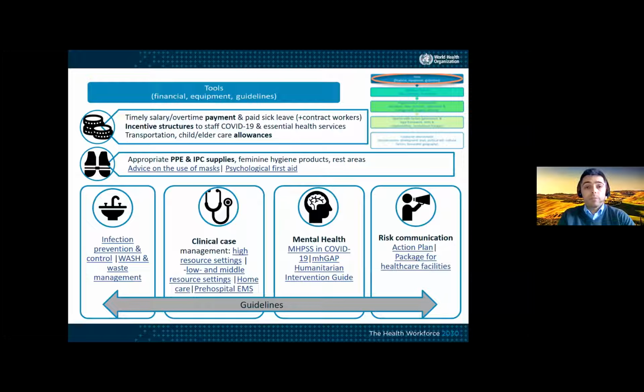Among the tools prominent to our conversation today, of course, is the issue of appropriate personal protective equipment as part of broader IPC strategies. And finally, in terms of tools required, having guidance available on the main elements of the response. So from infection prevention and control to clinical case management, mental health support, and risk communication, both with patients and the communities.